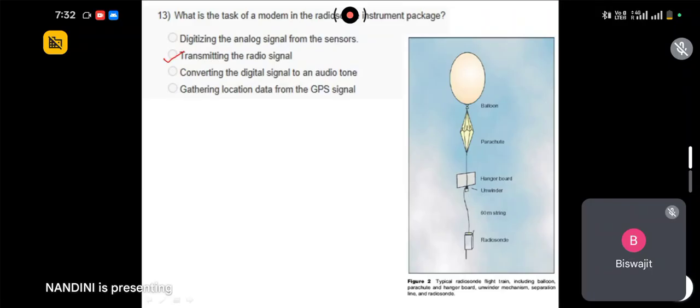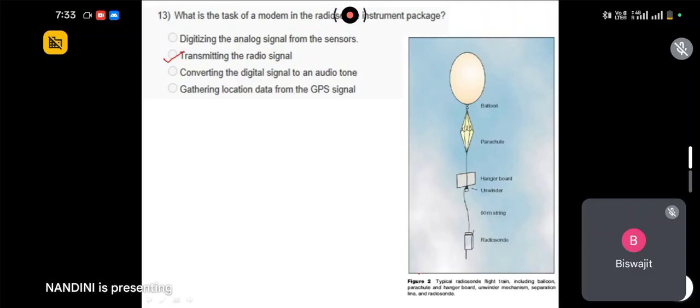It converts the, no, basically the measurements are converted to digitized information, and the digitized information is sent over the radio channel via the modem. So the modem transfers the measured quantities through a radio signal to the ground receiving station. It does both: it digitizes the measured quantities and then it transmits them to the ground receiving station.